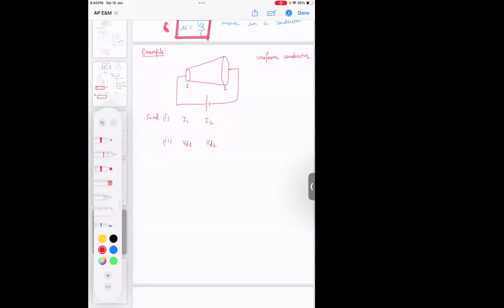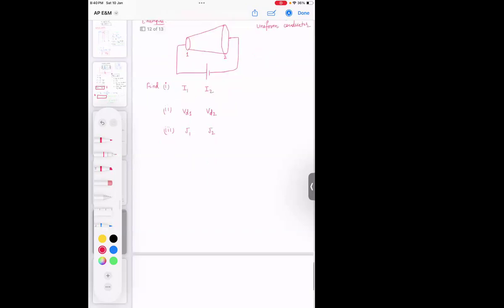Its conductivity is uniform. Okay, third thing, what about the current density at 1 and the current density at 2? That is the third thing you have to answer. Fourth thing you have to answer is what is the electric field at 1 and the electric field at 2? Okay, so please tell me what will happen about these.